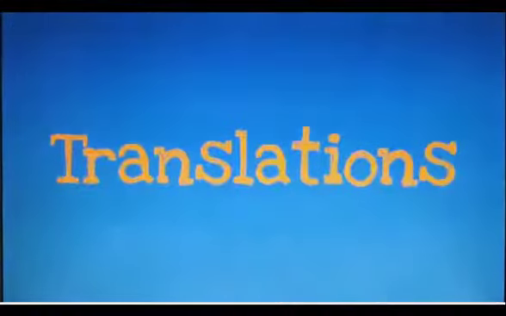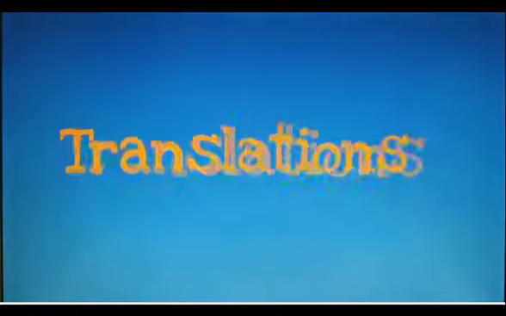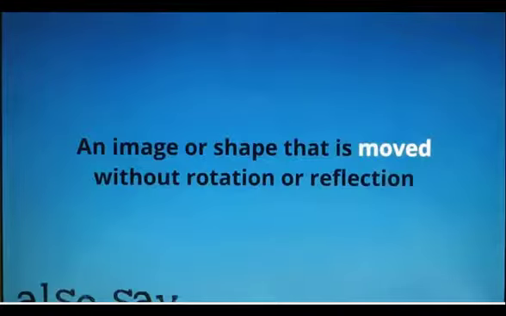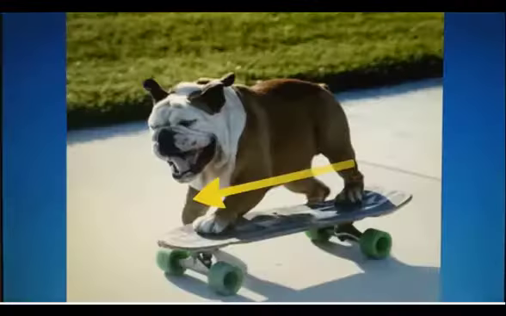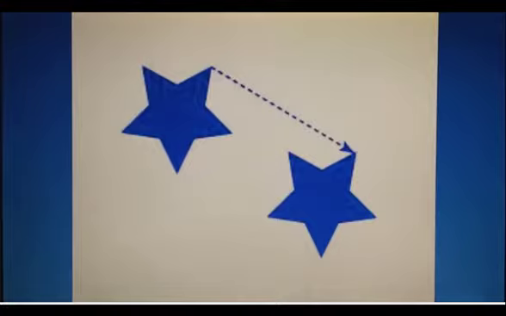Next, we'll talk about translations. A translation is an image or shape that's moved without a rotation or reflection. We could also say a slide. Here the dog is sliding across. Here a star is being slid across the page.